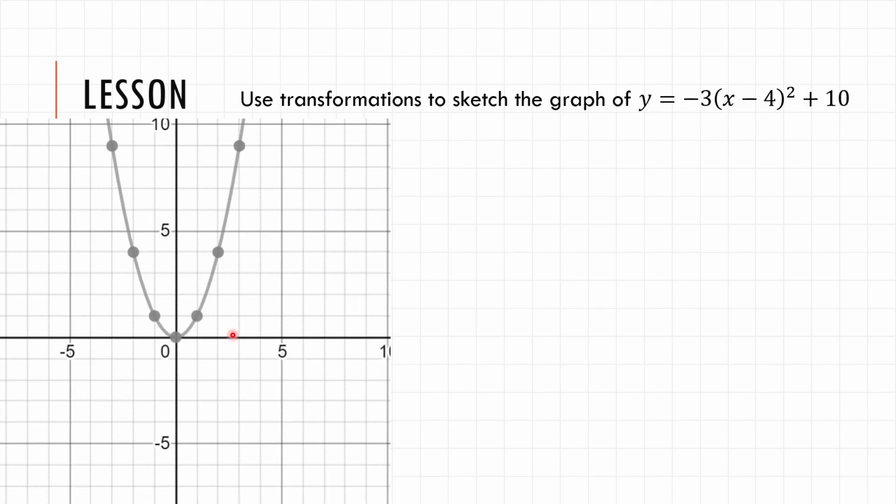and see where that graph might end up if we were sketching it one step at a time. I'll invite you to pause the video here for as long as you need, maybe even as long as 10 or 15 minutes, to see if you can figure out where this graph would be just using the idea of transformations and the order that they happen.